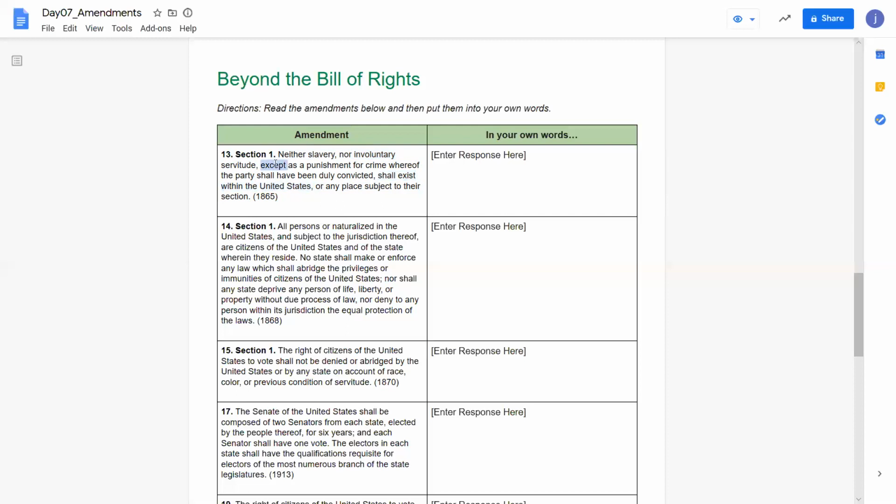But there's an exception here. It puts an exception here, except as punishment for crime where the party has been duly convicted. So if you commit a crime and you're convicted, meaning they find you guilty, you did the crime, then you'll go to jail and prison. So at that point, they can take away your freedom. They can tell you what to do for the time that you have to serve in jail. Once you're out of jail, then you get those rights back. So it's saying, again, slavery or involuntary servitude, neither of these things shall exist in the United States, except in terms of when you get punished for jail.